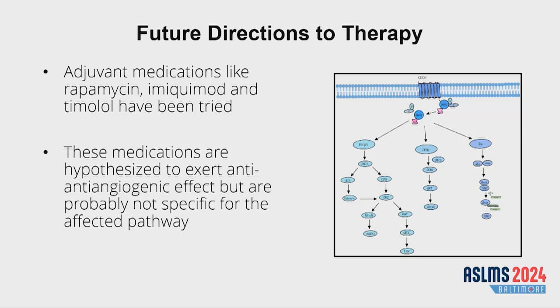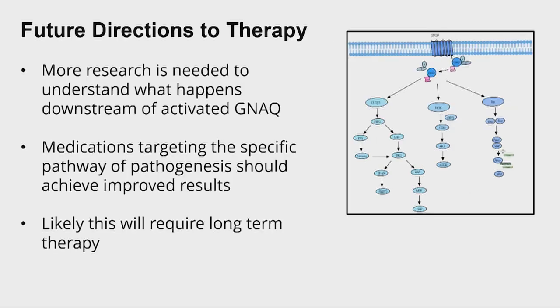So future directions, we certainly have tried adjuvant medications in the past, like rapamycin, imiquimod, and timolol have all been tried. Some potential benefit was seen, but most of us are not doing that now because it didn't show enough benefit. So the question is, most of these were probably anti-angiogenic medications, but could there be other medications that are really more targeting this pathway? I think that is going to be the key. We need more research to understand what happens downstream of this activated GNAQ. We need medications that specifically target this pathway of pathogenesis. And then people are probably going to have maybe a laser treatment, then followed by medication, and probably long-term therapy with this to maintain it.